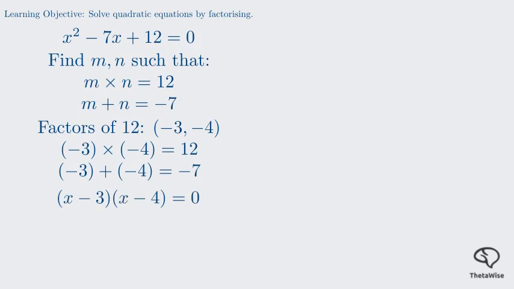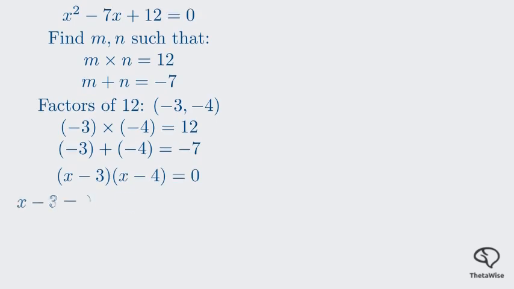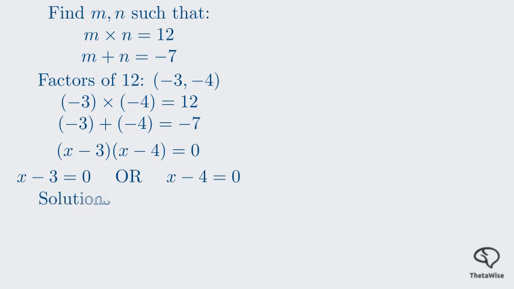We can now write the equation in its factorized form. Just like in our first example, we set each bracket to 0. This gives us x equals 3 and x equals 4.